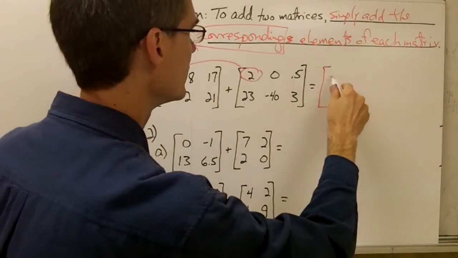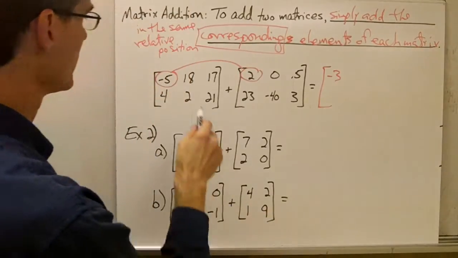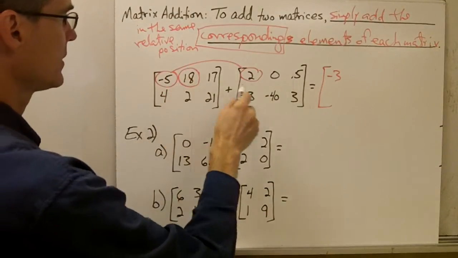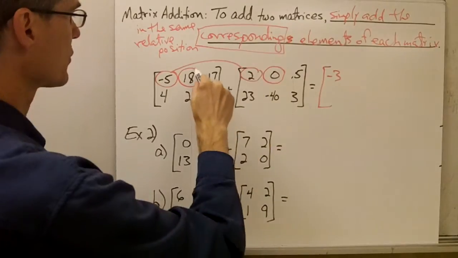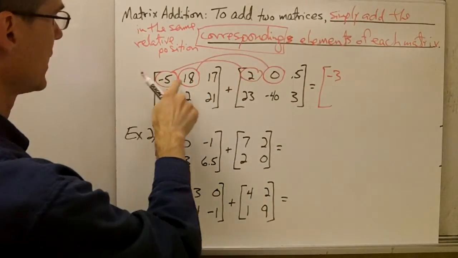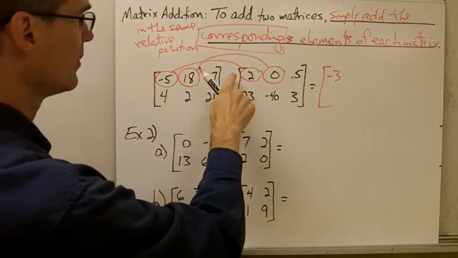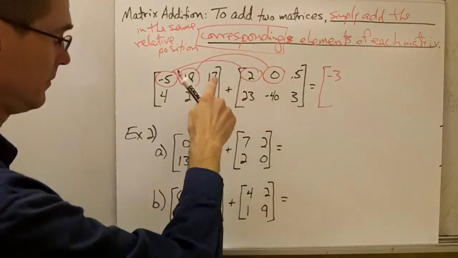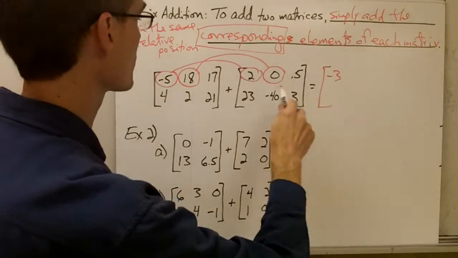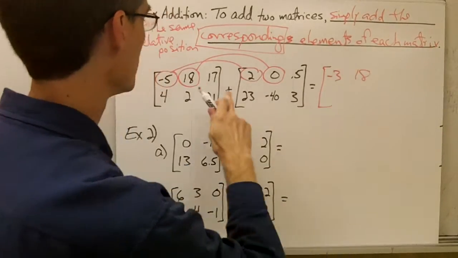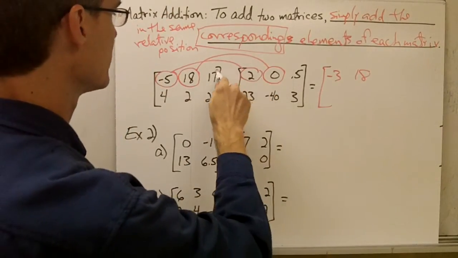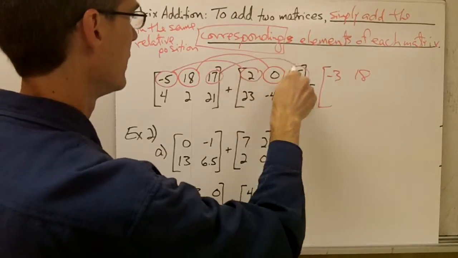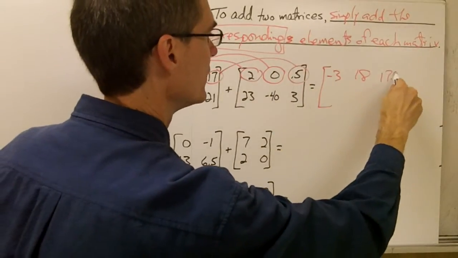-5 and 2 gives me a -3. This element and this element are also corresponding elements. This element here is in the first row, second column. This one's in the first row and second column. So these are in the same relative position. So those are corresponding. 18 plus 0 is 18. And I just continue like this. 17 and 0.5 gives me 17.5.